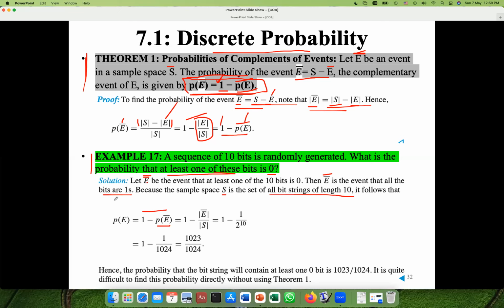And then 1 minus, what is E complement? When you have all bits 1, the probability is 1 over the total. You don't have any chance for that. All bits 1.